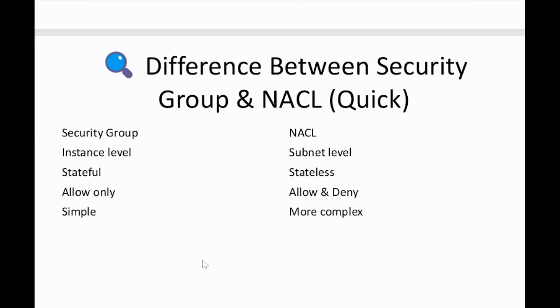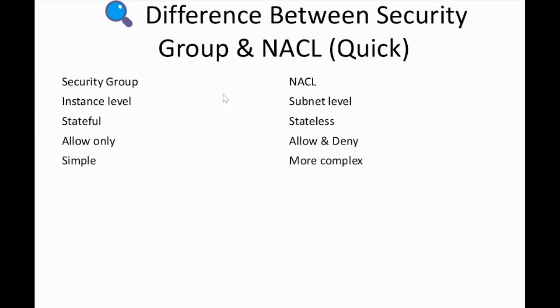Now let's discuss the difference between security group and NACL, as a quick revision. A security group works at the instance level. NACL, network access control list, works at the subnet level. A security group is stateful and NACL is stateless. A security group allows only, but NACL allows and denies. Both ways it works. A security group is simple, but NACL is more complex. So I hope it is clear.